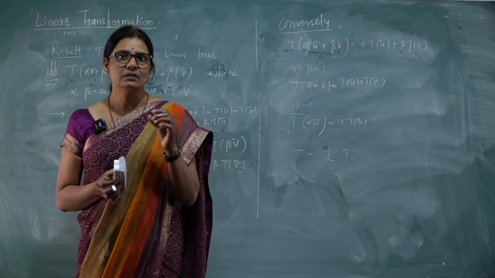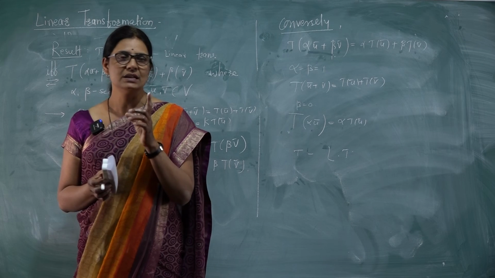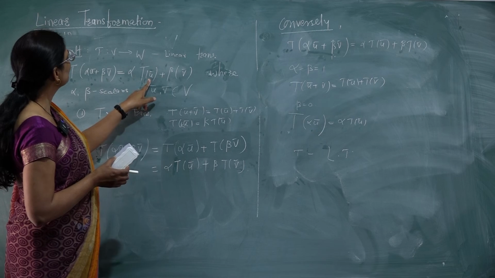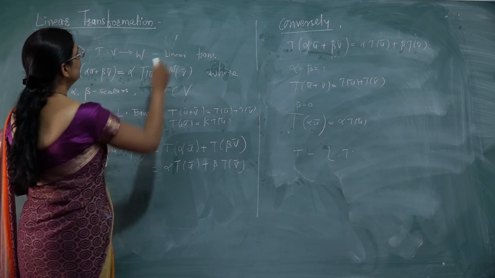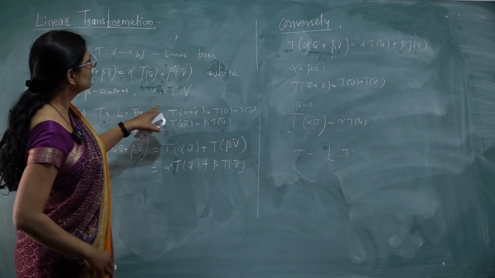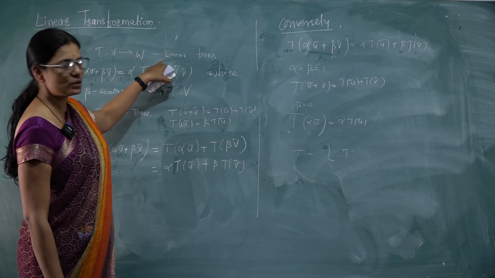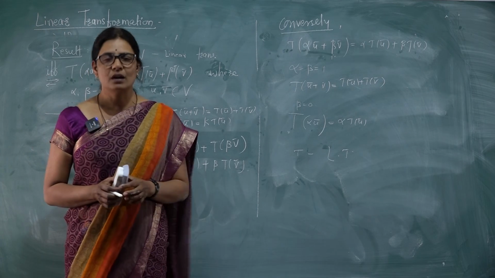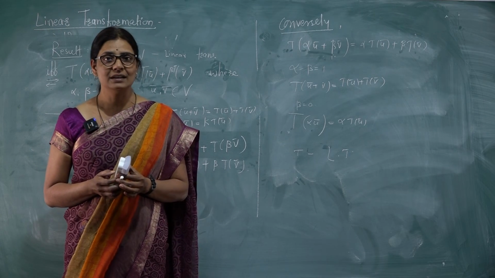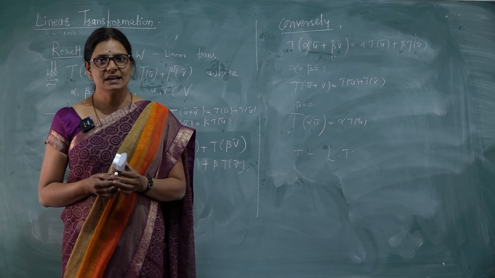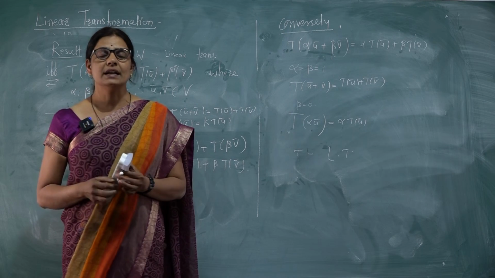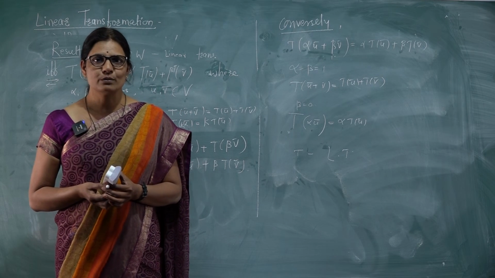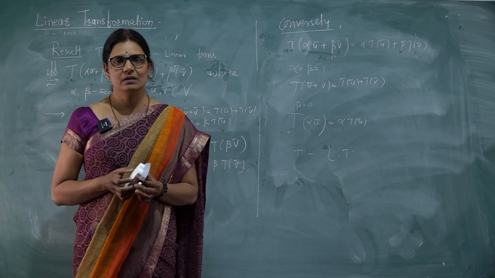Instead, these two properties can be combined as a single property, which is T of alpha u bar plus beta v bar equals alpha T u bar plus beta T v bar. So to prove that a given mapping is a linear transformation, either prove the two properties or the single property, that is this one. Also we have studied some examples of standard linear transformations like the identity transformation, the identity operator, and the zero transformation, as well as the dilation transformation and contraction transformation.